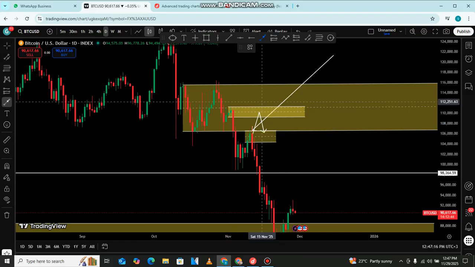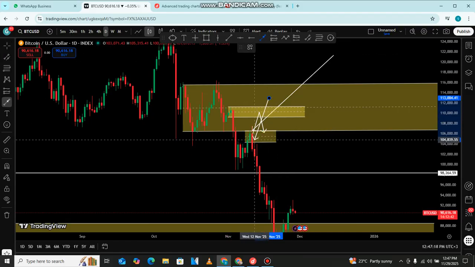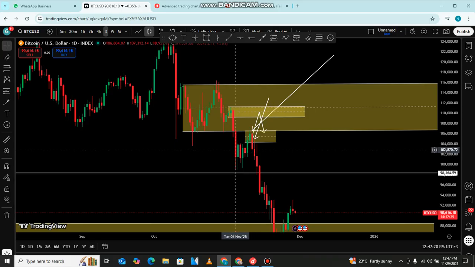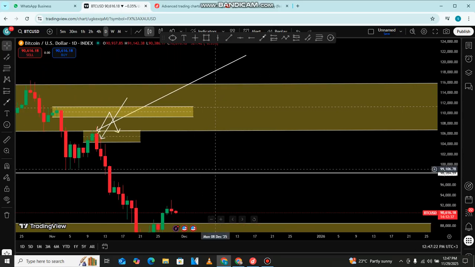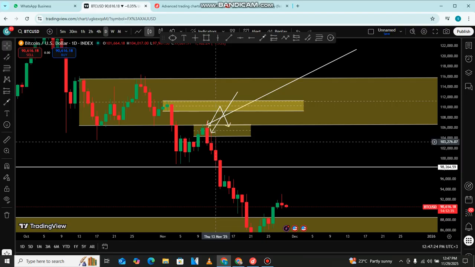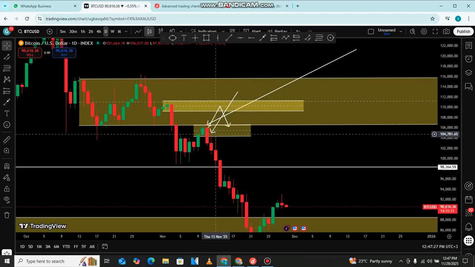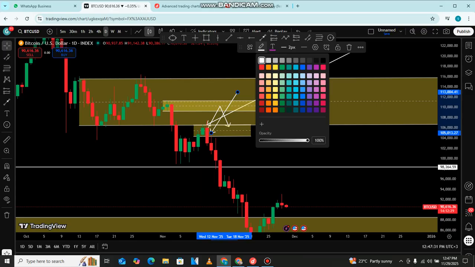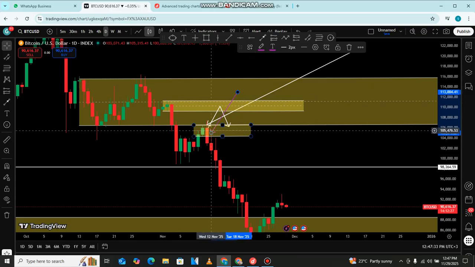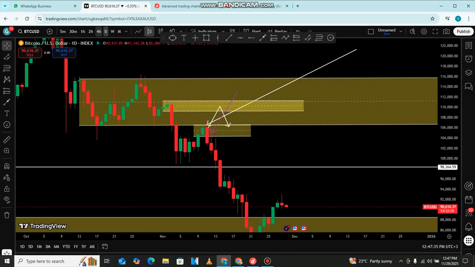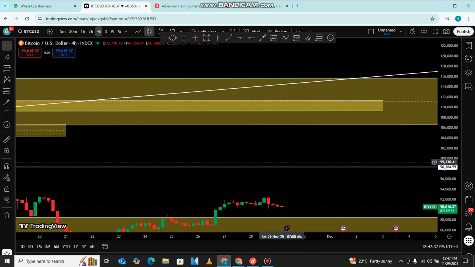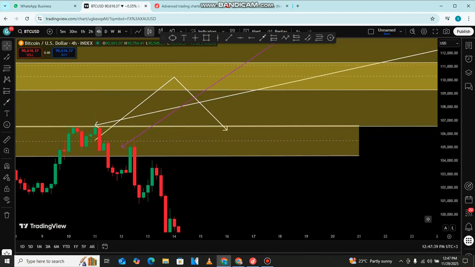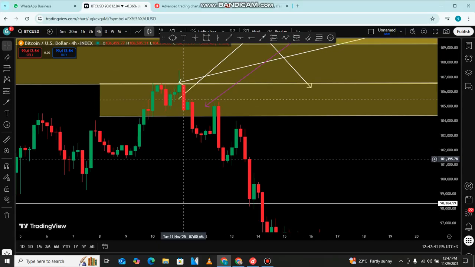So this is what we call SOP, and when you join my mentorship, you'll learn what SOP is. And then after price created an SOP on the daily time frame, it was able to test it, and I will use this color to give a different point of view. Then after that, we go to the 4 hours and we check what the 4 hours said after price created an SOP inside the daily time frame.